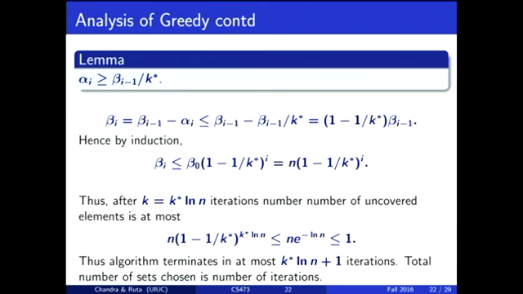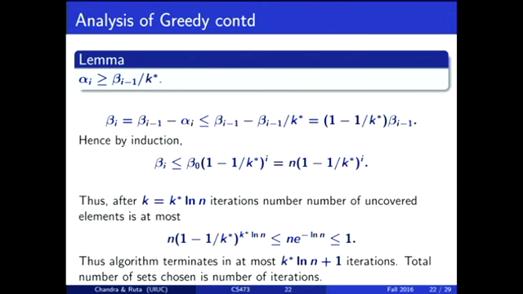Okay, so what does it say? It says that after I picked k star sets, I only have a constant fraction of the elements remaining. Okay, that's very important. Does it make sense? What it says is that, look, optimum is covering everything with k star sets, right? What will the greedy algorithm do after you pick k star sets? If it covers everything, clearly it's optimum, right?